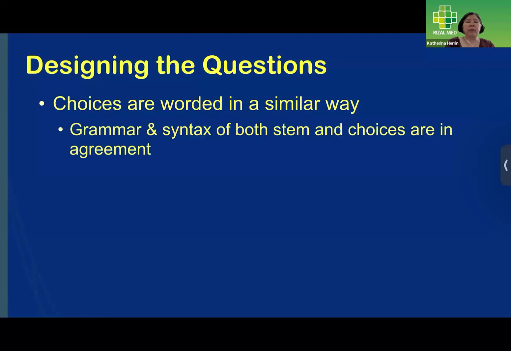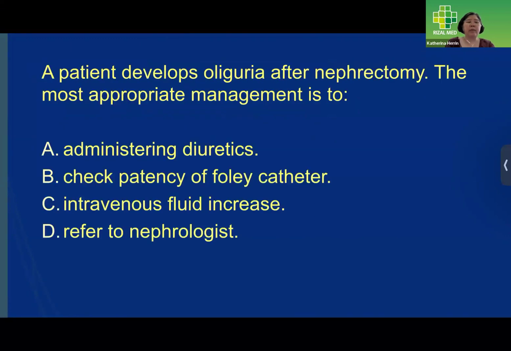We also need to make sure that the alternatives or choices are worded in a similar way. Grammar and syntax in both the stem and the choices should be in agreement. In this example, with the grammar of the stem and choices not in agreement, you will be able to exclude immediately choices A and C.